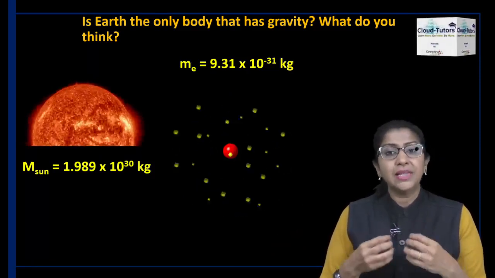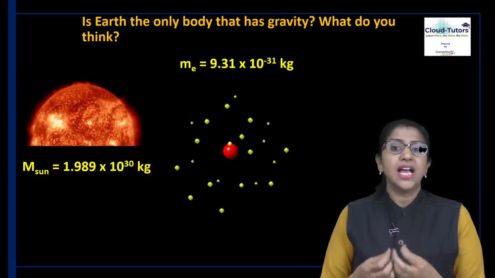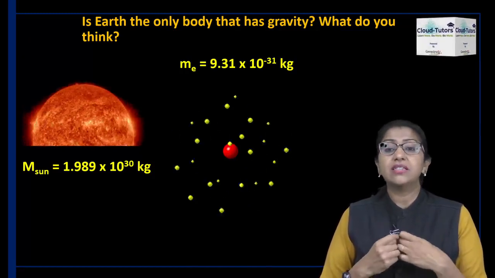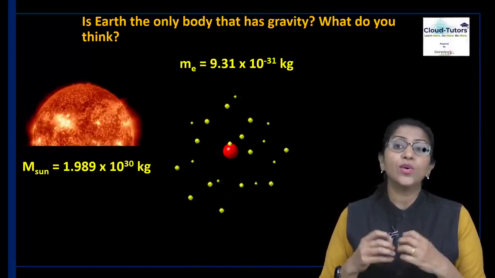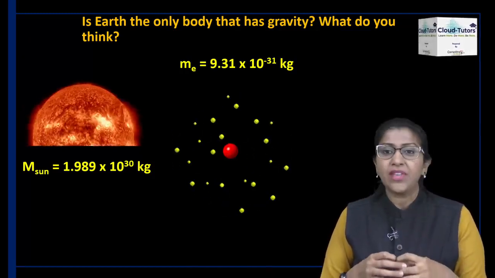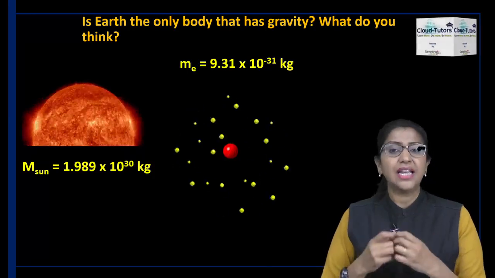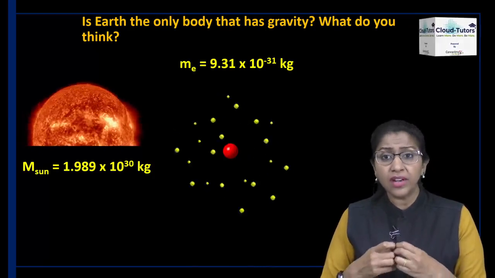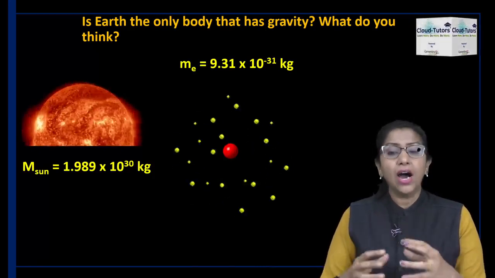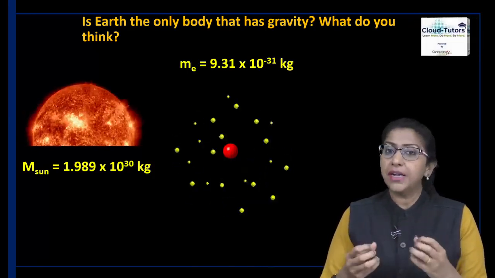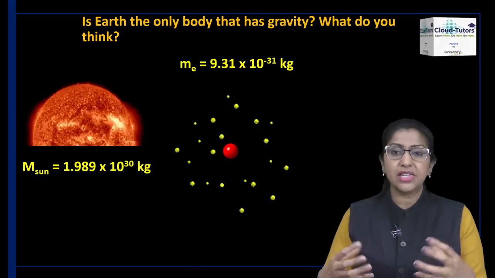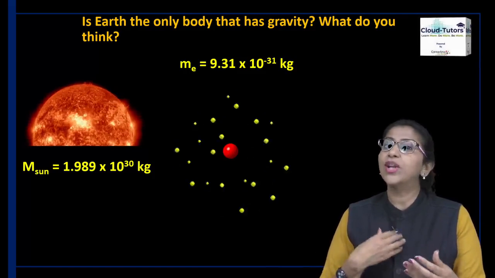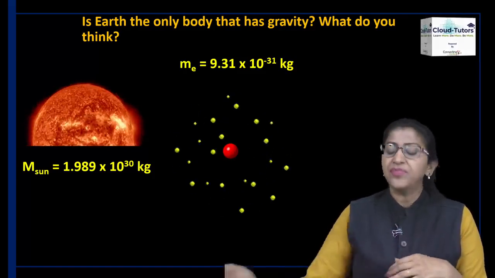And something as tiny as an electron, which has a very negligible mass of 9.1 into 10 raised to minus 31 kilograms, also has gravity. That means everything in the universe that has mass has gravity. All right. So no matter how tiny the particle is or how large an object is, if it has its own mass, it has its own gravity. So including you and I, right?